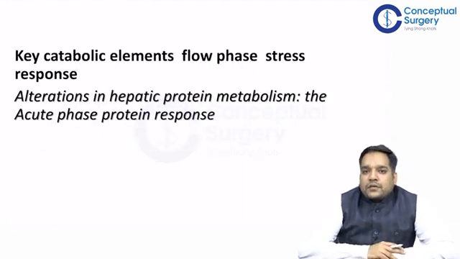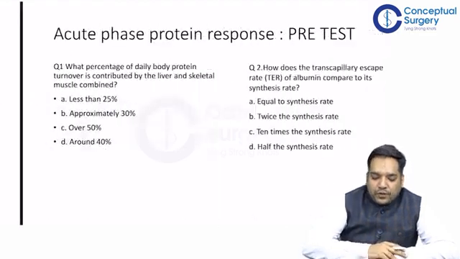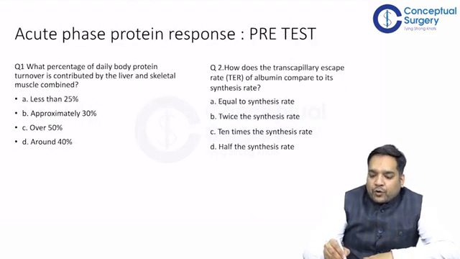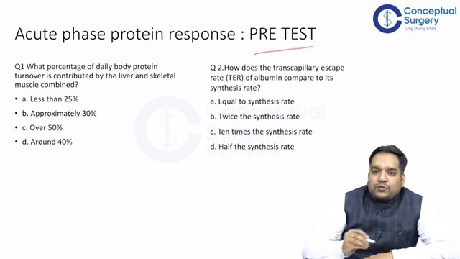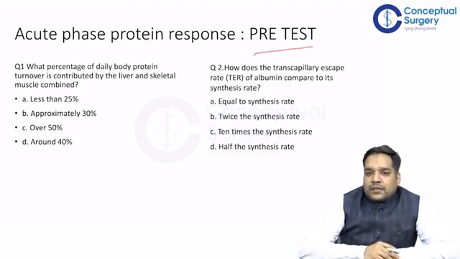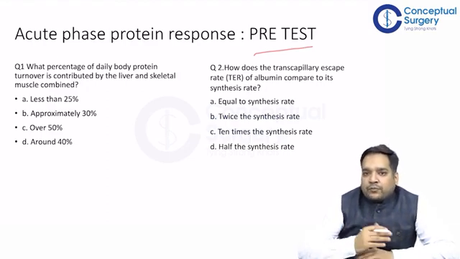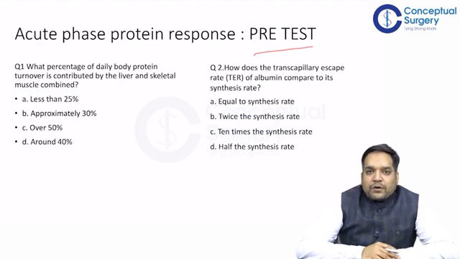So now the next topic is alteration in the hepatic protein metabolism, that is the acute phase protein response of stress. So pre-test, I would request the students to write the answer in the chat box. So this will make the lecture more interactive. So question number 1, what is the percentage of daily body protein turnover contributed by the liver and skeletal muscle combined? Less than 25%, approximately 30%, over 50%, around 40%.